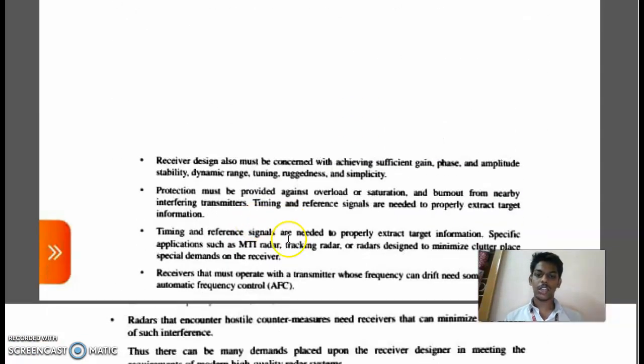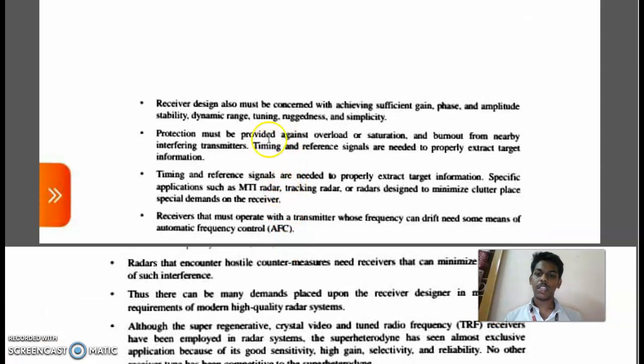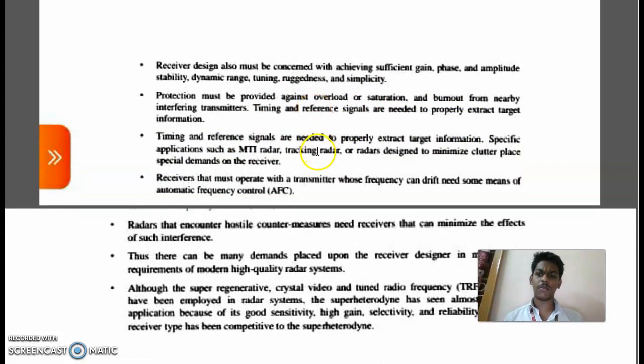Next, receiver design must also be concerned with achieving sufficient gain, phase and amplitude stability, dynamic range, tuning, ruggedness and simplicity. So the receiver must be designed with all these properties. Protection must be provided against overload or saturation and burnout from nearby interfering transmitters. Timing and different signals are needed to properly extract target information.